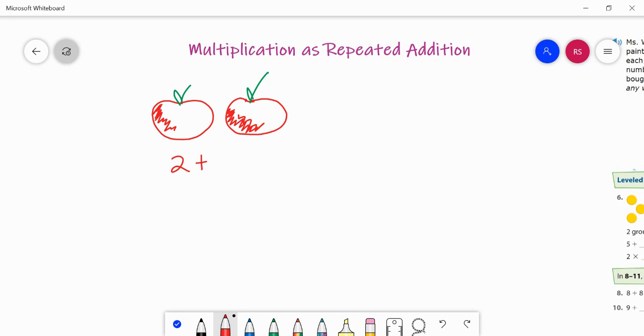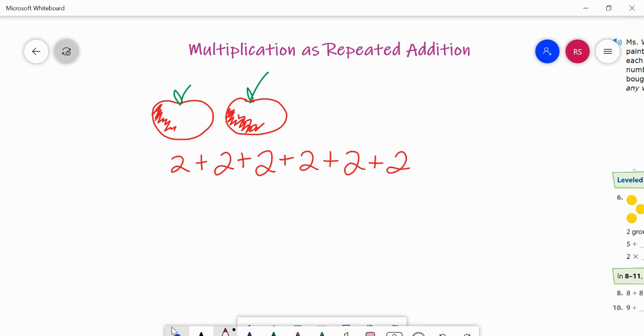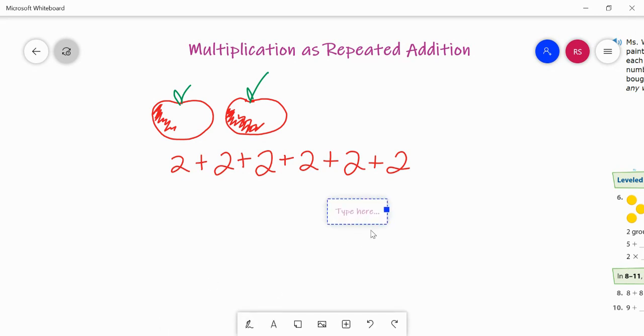So I have 2 apples that let's say I ate on Monday, 2 more that I ate on Tuesday, plus 2 more that I ate on Wednesday, plus 2 more that I ate on Thursday, 2 more on Friday, and then finally day 6, 2 more on Saturday. So this is how I could show, using repeated addition, how many apples I ate for 6 days. Okay, if I eat 2 apples a day, and I'm actually going to write down this question for you so that you can see it as well.